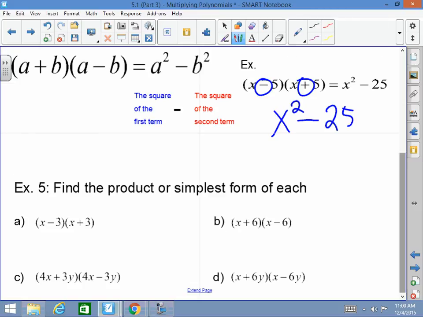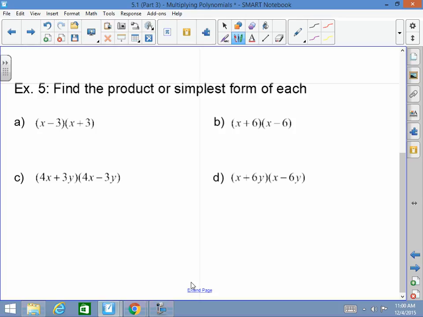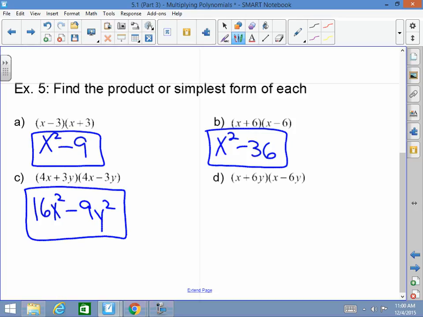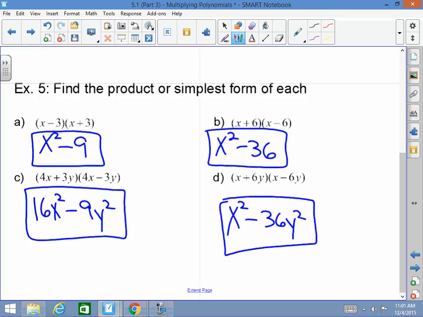Okay, so real quick. X minus 3 times x plus 3. First term squared minus second term squared. Done. X plus 6 times x minus 6. First term squared minus second term squared. Done. 4x plus 3y times 4x minus 3y. First term squared minus second term squared. Done. Last but not least, x plus 6y times x minus 6y. First term squared minus second term squared. And you are done.